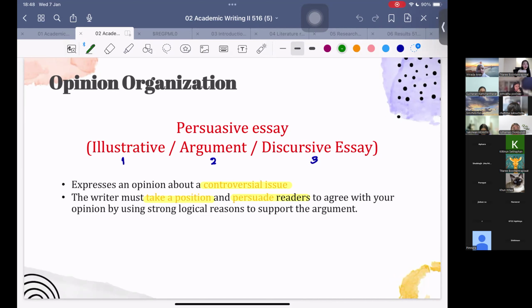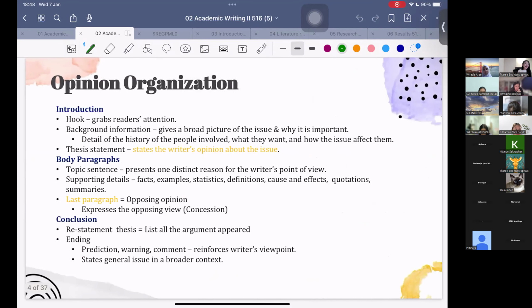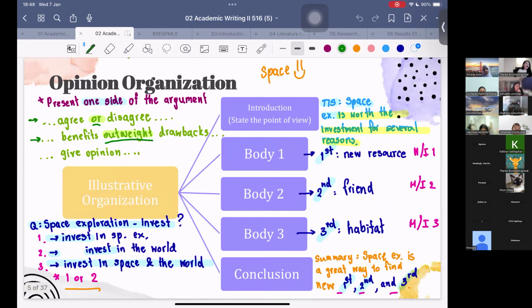However, when it comes to writing, especially when you take writing exams, if you get a question that asks you whether you agree or disagree, normally we would suggest you choose to take a position. Like this one, I would start off with the illustrative opinion.